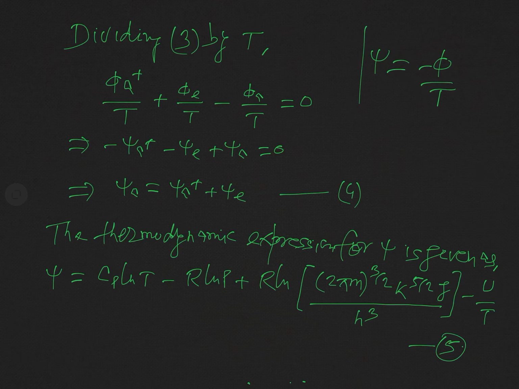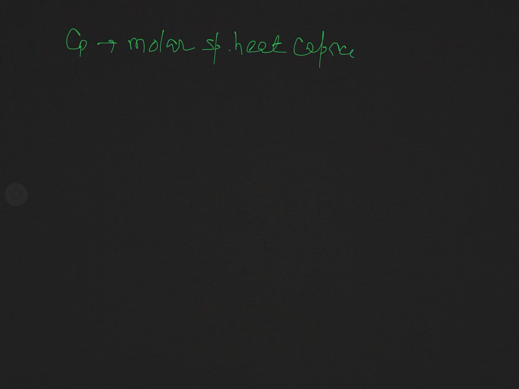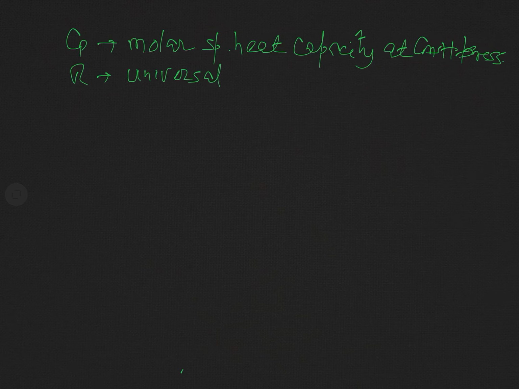In this equation, you can see the important terms used in equation 5. As you know, Cp is the molar specific heat capacity at constant pressure. R, you know, is the universal gas constant.